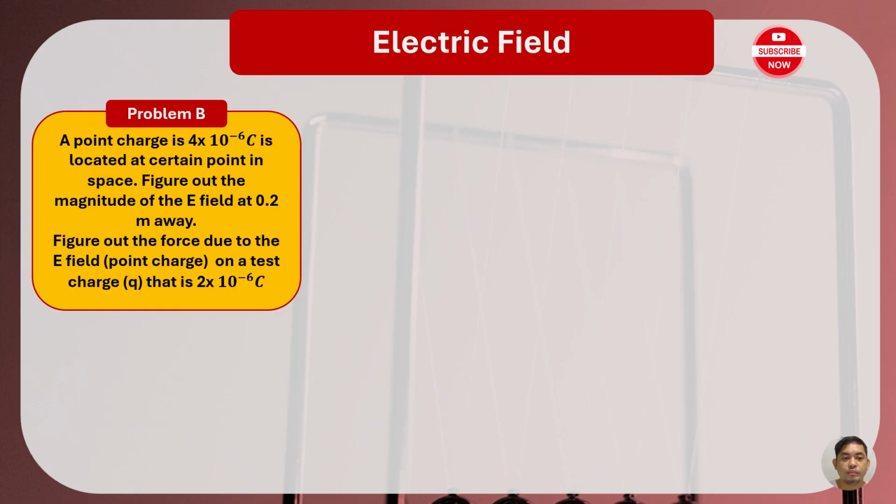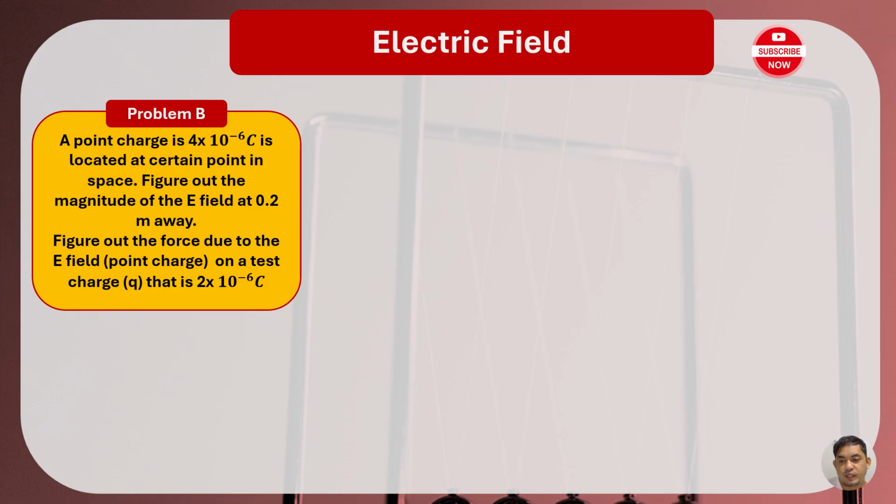Okay. Another problem we have: a point charge of 4 times 10 raised to negative 6 coulomb is located at a certain point in space. So it's very obvious we will be using the Coulomb's constant in a vacuum in this problem. Let's figure out the magnitude of the E field at 0.2 meters away, and then figure out the force due to the E field of the point charge on a test charge Q that is 2 times 10 raised to negative 6 coulombs.